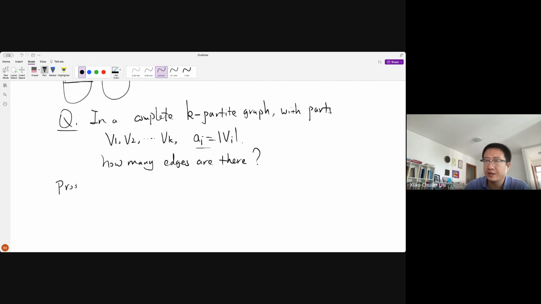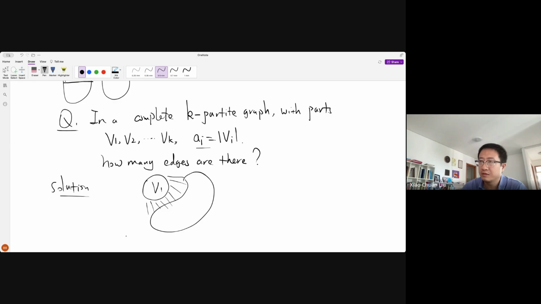Okay, so if you think a little bit, I'm sure you can solve it. The idea is that there is a simple way. So first, for example, this is V1. You count all the edges involving V1, so it will be A1 times (n minus A1). I'm talking about a complete k-partition graph, right?